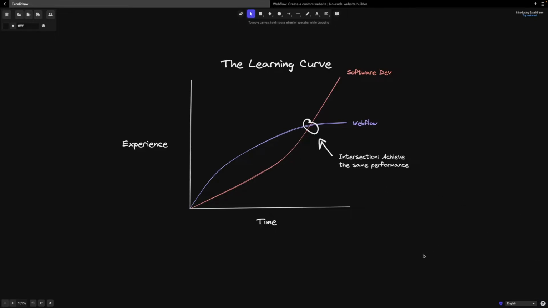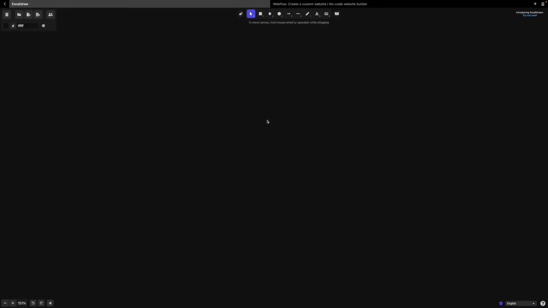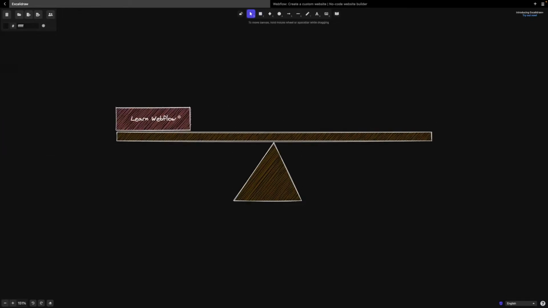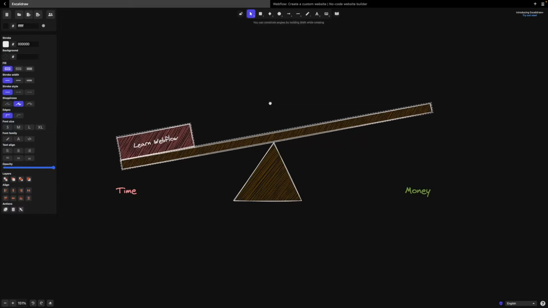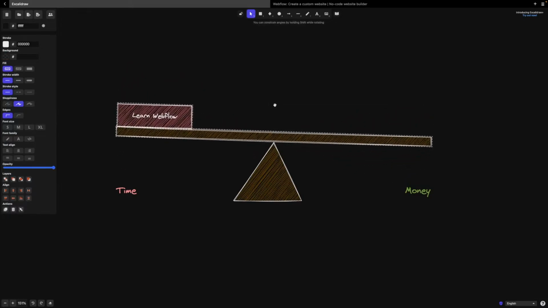Now, you may ask what the costs are. A lot of the cost is, of course, time versus money. So let's draw out a time versus money kind of situation here. Okay, so this is just a basic time versus money kind of seesaw. And what I'm gonna do with this is I'm just gonna rotate it in the direction it kind of goes.